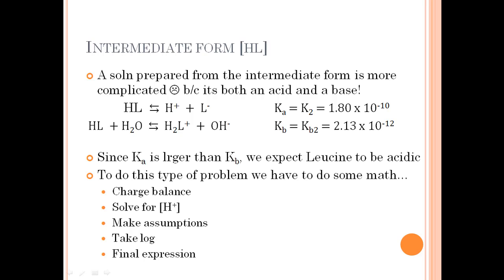However, just because we think it's going to be acidic, it doesn't mean that we can simply ignore the base hydrolysis reaction. Ka is larger, but both reactions proceed to a nearly equal extent. I mean, one's 10 to the negative 10, one's 10 to the negative 12. Because the H plus that's produced in the first reaction is going to react with the OH minus that's produced in the second reaction, and therefore that's going to drive the reaction to the right, making the extents nearly equal.